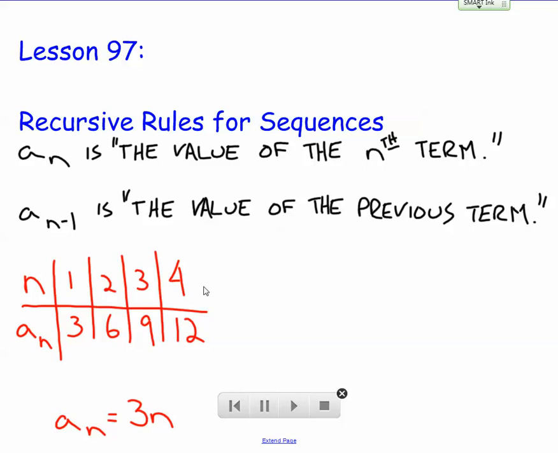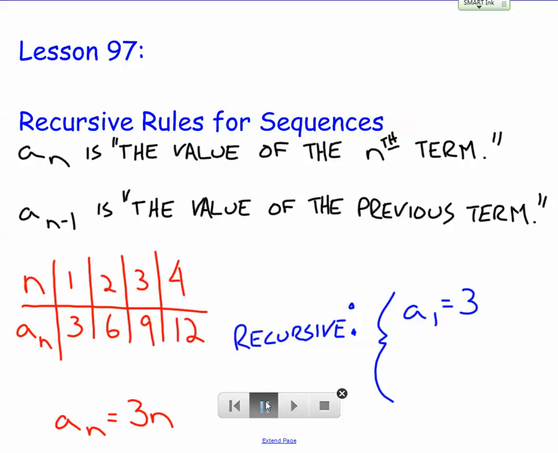Okay, that is not what we're doing today. That's rules for sequences. I think you guys could do that pretty easily. What we're going to do is a recursive rule. So a recursive rule for this sequence would look like this. We start out by stating what the first term is. The first term is 3. It's right there. So the value of the first term, that's what a sub 1 means. The value of the first term is 3. That's given to us.